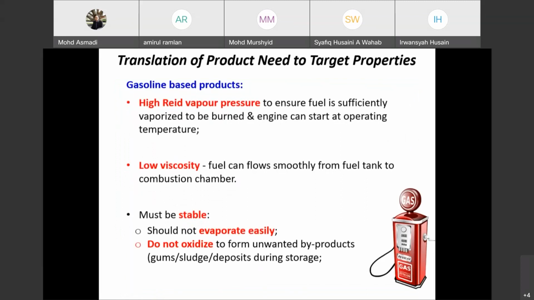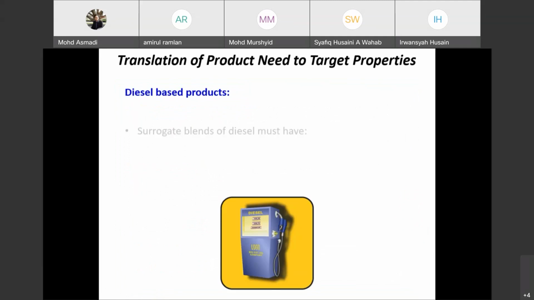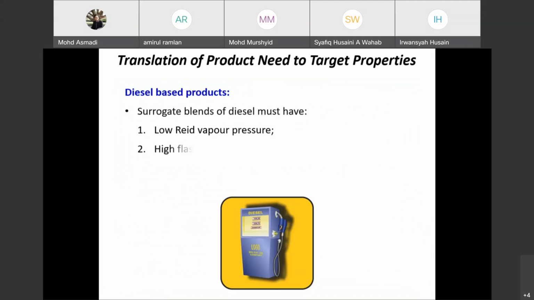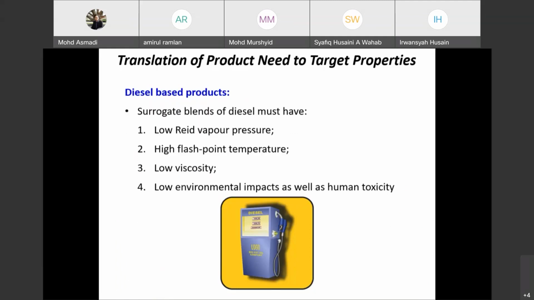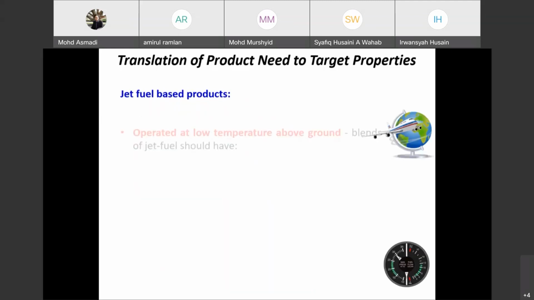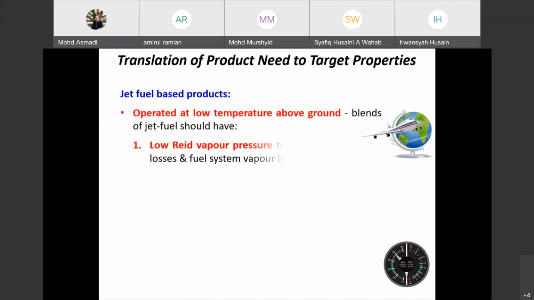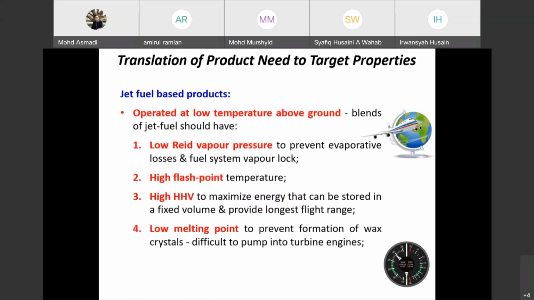This is the need to target for properties. Okay, for the diesels, okay, this one is which is going to be different with the gasoline, okay, low viscosity, low environmental impact, right? And jet fuels operated at low temperature above ground, high flash point and so on. Okay, this is needs to target properties, the example.